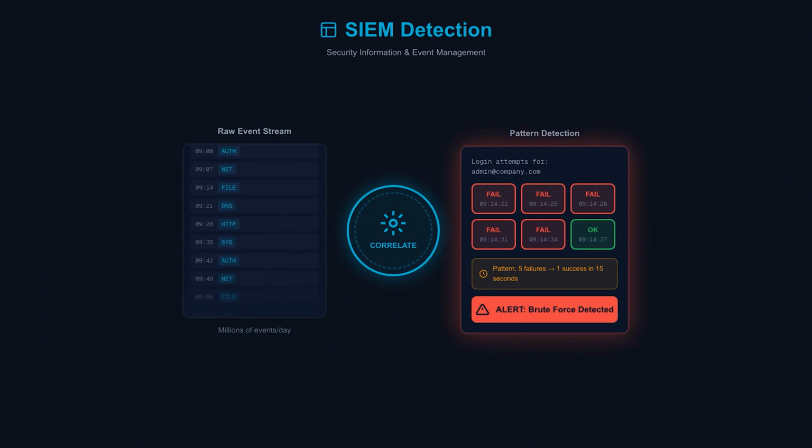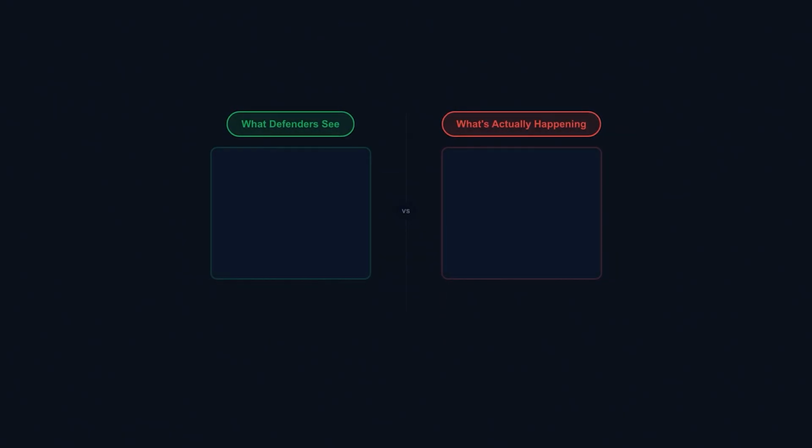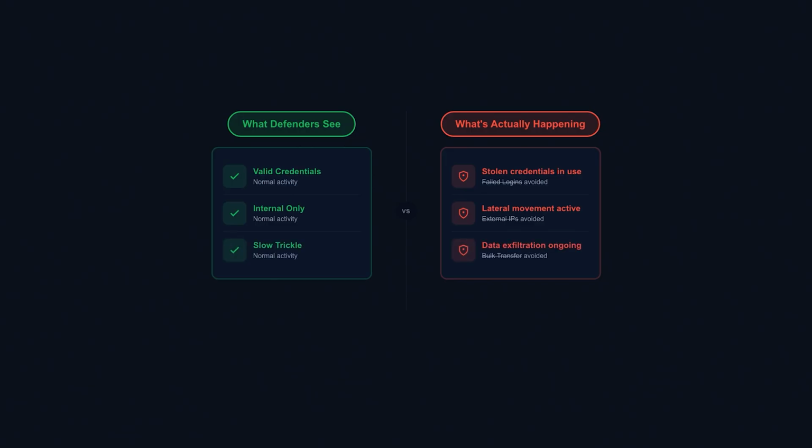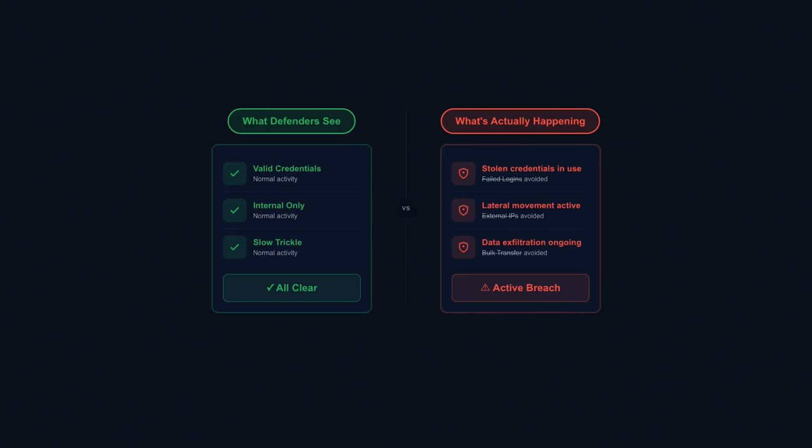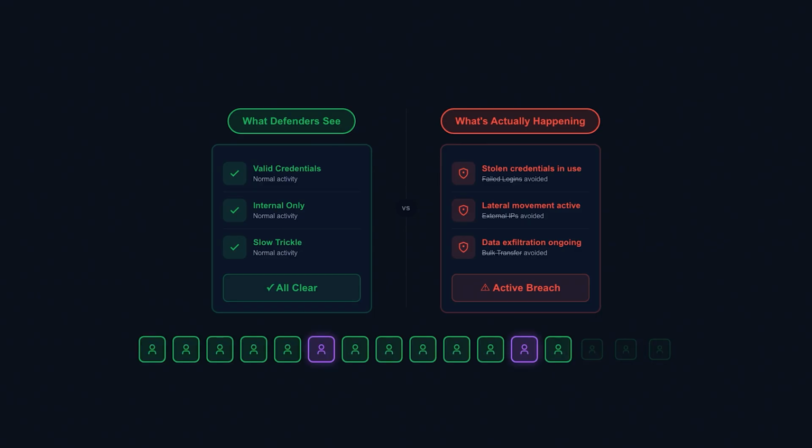But skilled attackers know what triggers alarms and avoid it. They use valid credentials, so no failed logins. They connect to internal systems, not suspicious external ones. They move data slowly, not in obvious bulk transfers. The defenders in our scenario see nothing unusual. The SIEM is quiet. The attackers are hiding in plain sight within normal network activity. Detection is hard when the enemy looks like everyone else.